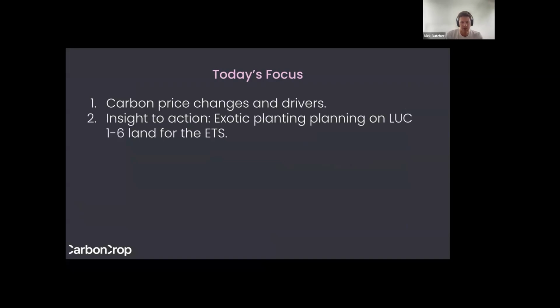And then, as I mentioned, actually tracking actions around exotic planting planning on LUC 1 to 6 land and the ETS, and making sure you don't get yourself stuck in a situation you don't want to be in.